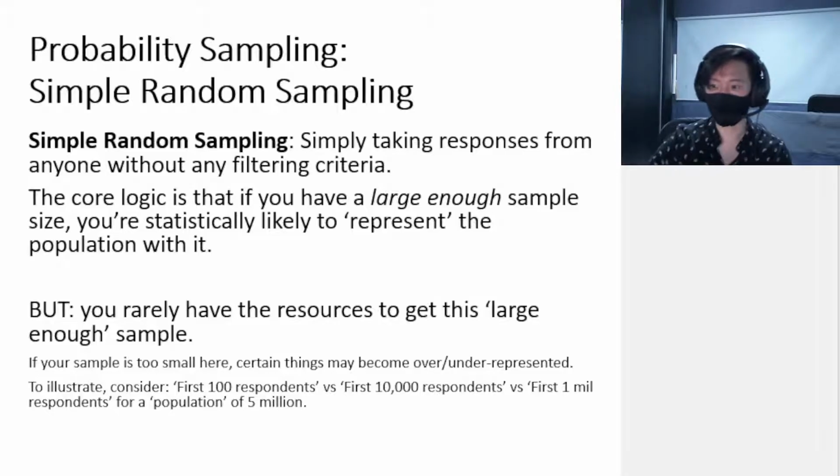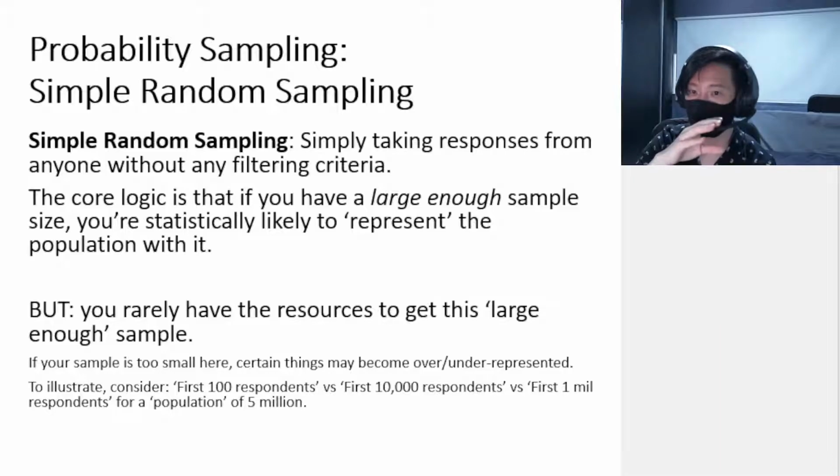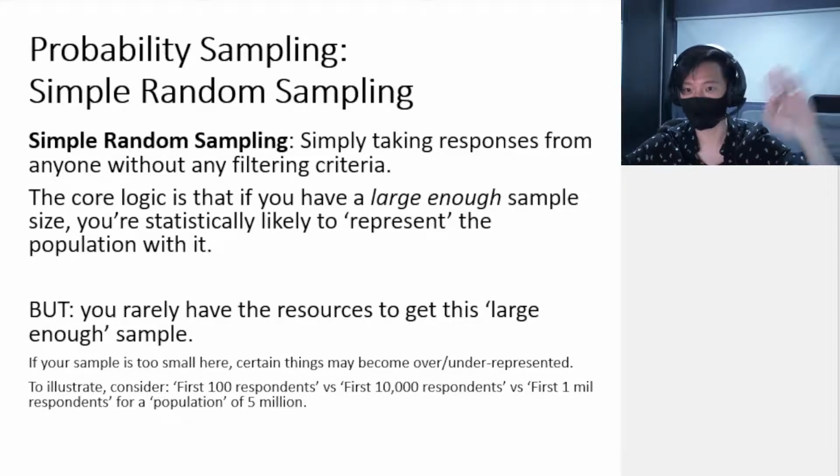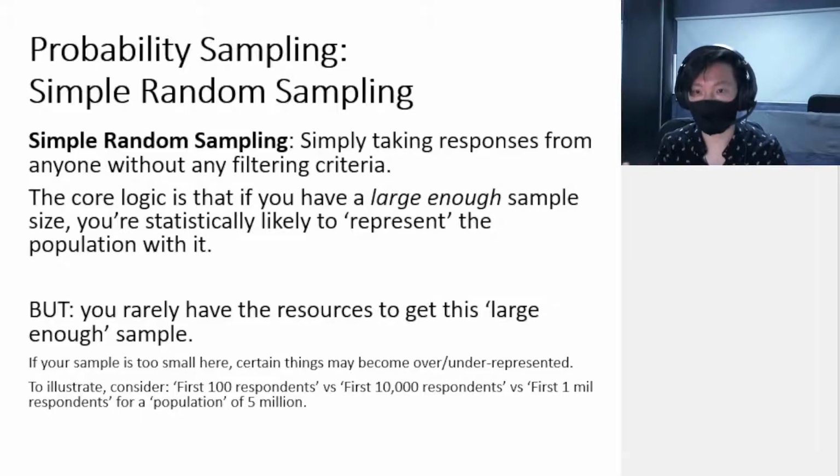And the other problem of this is not only will you not have the resource to get a large enough sample, if your sample is too small, now certain things become overrepresented or underrepresented. Like, if I'm doing a survey and I just want 100 respondents, I send out flyers for the survey. I'm standing in the street and throwing out flyers. Some people take the flyers, they go to the website and they fill it out, and that's it. The survey is done. The first 100 people who respond to this survey may be a very different kind of person from the next 1,000 people who respond to it, or from the next 10,000.